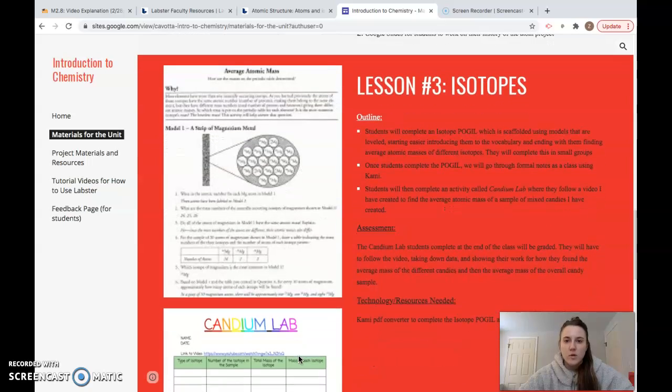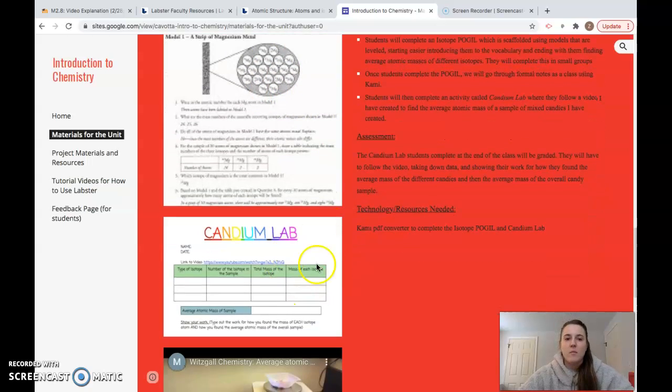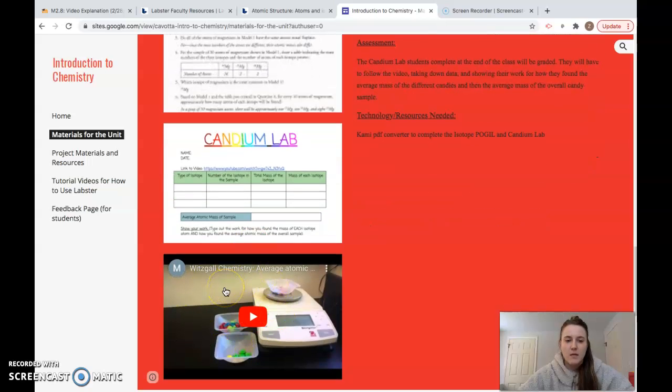In lesson number 3, they start to learn about isotopes. I know this is a little blurry, I have to get a better picture, but this will be the POGL that my students would complete, and then they will be completing a Candium lab, which incorporates them doing some math on average atomic masses using this video I found on YouTube.